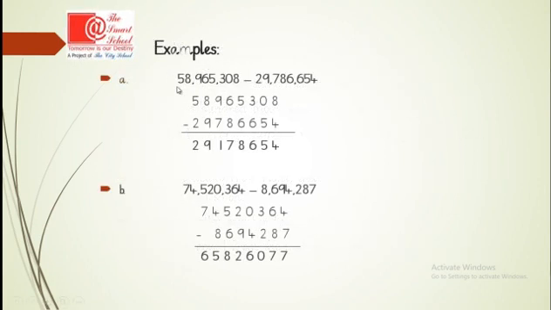Now the numbers are given: 58,965,308, and the second number, which we have to subtract, is 29,786,654. Obviously this number is smaller because it has 29 million, and this is bigger, which has 58 million. So we have arranged it so that the bigger number comes first, then the smaller number. Then we start from the right side, ones from ones, tens from tens, and so on. And the answer will be 29,178,654.